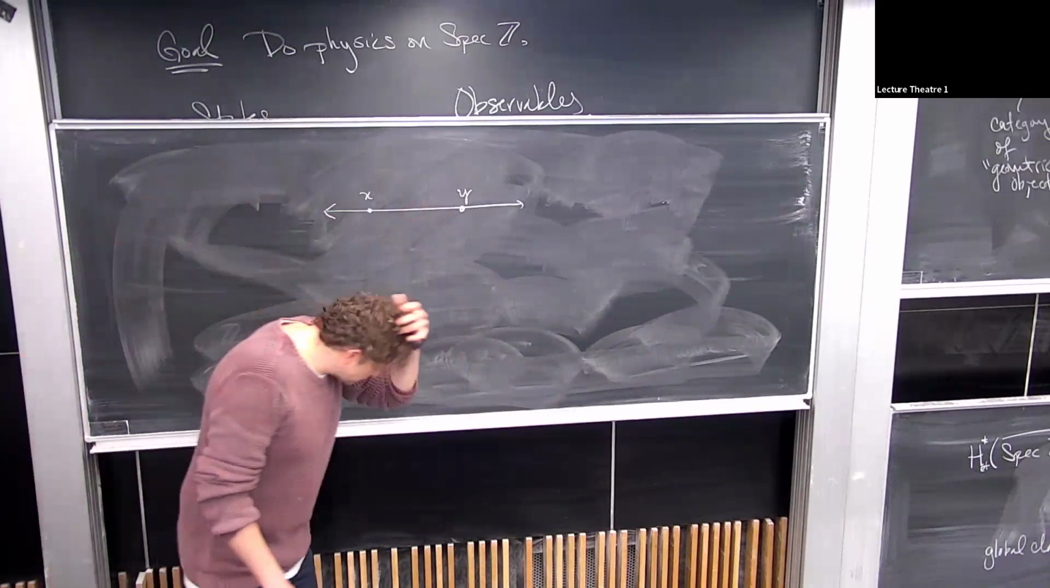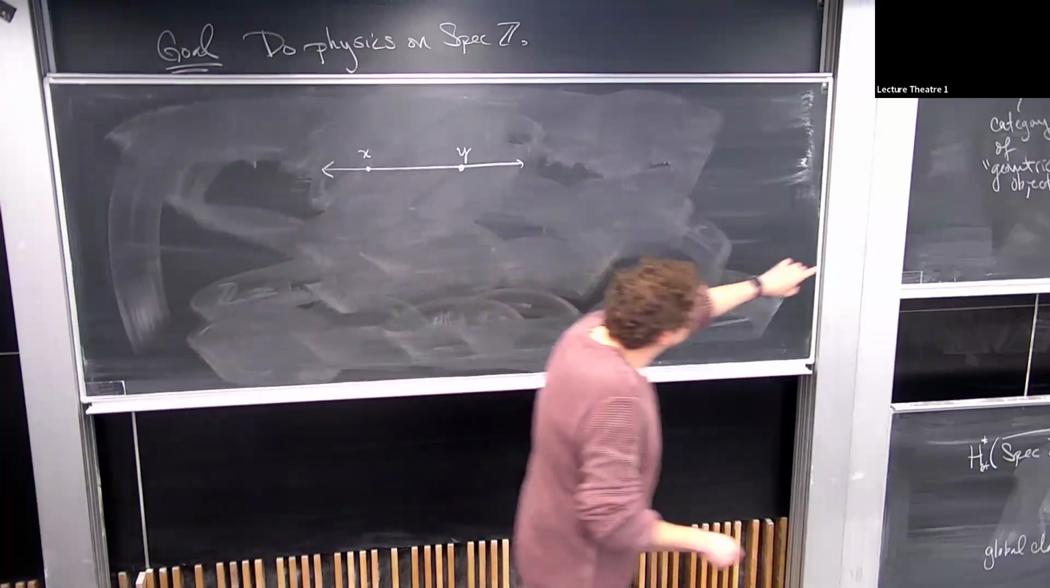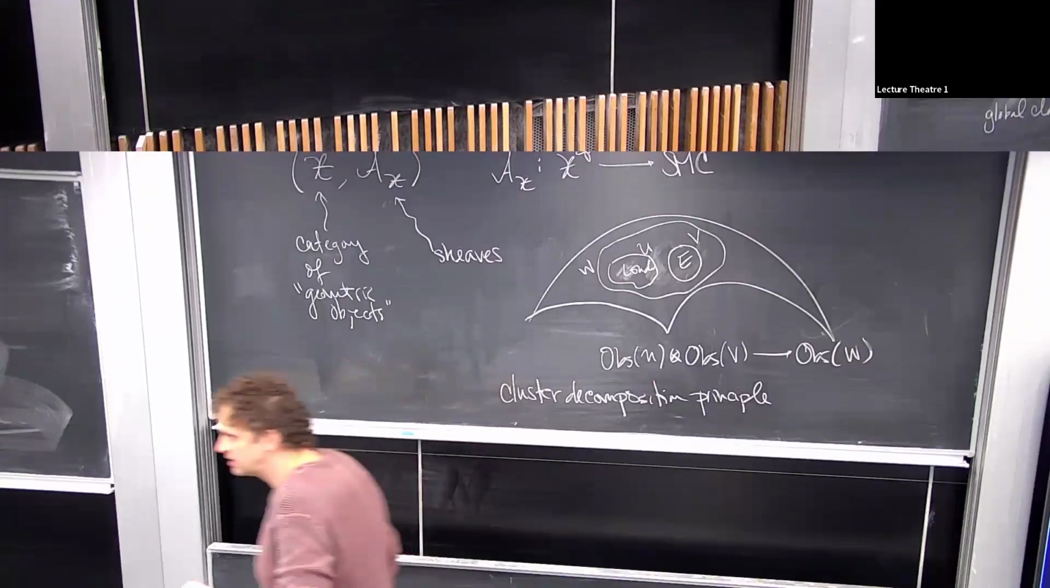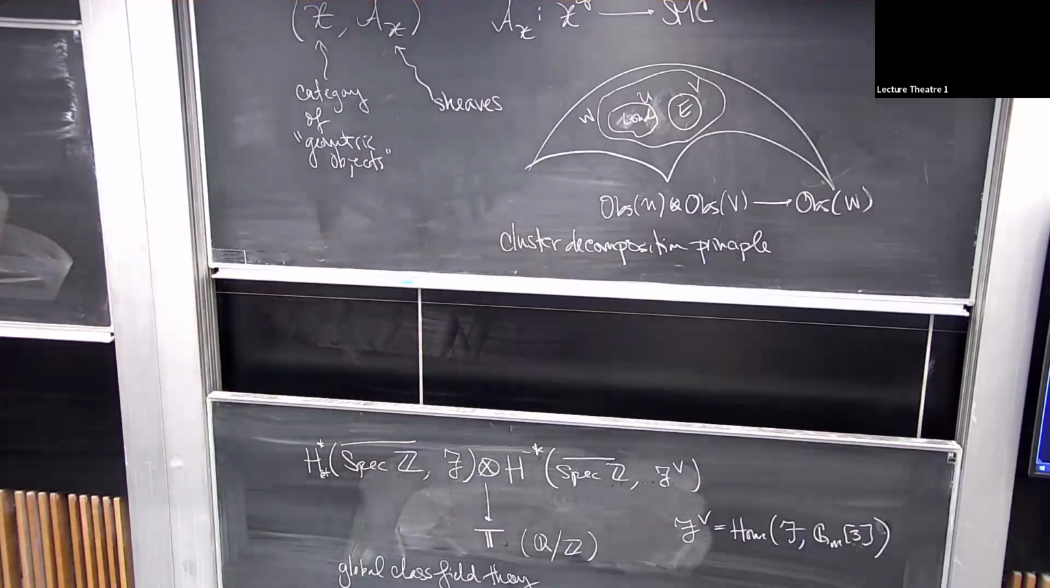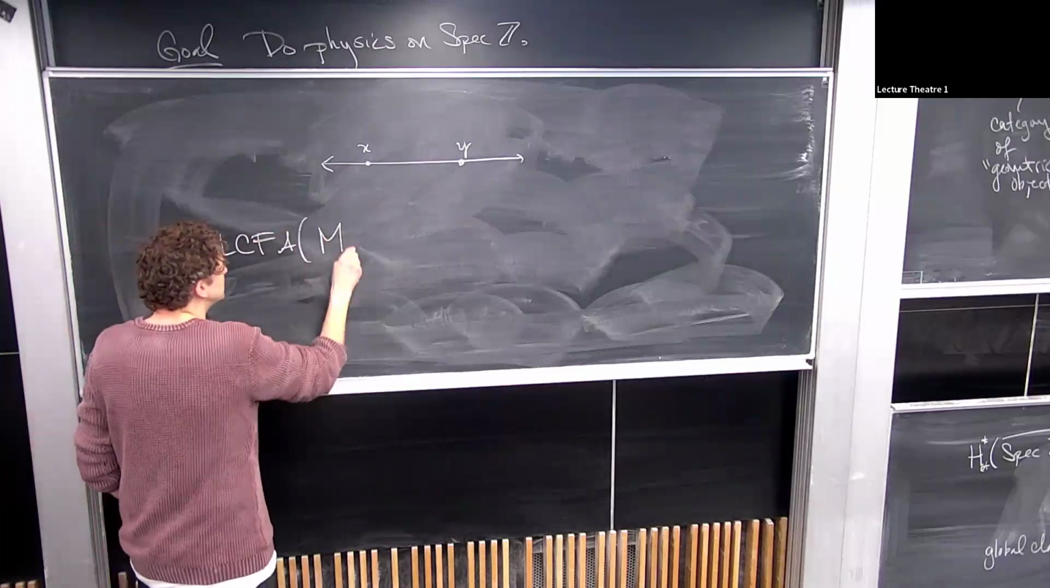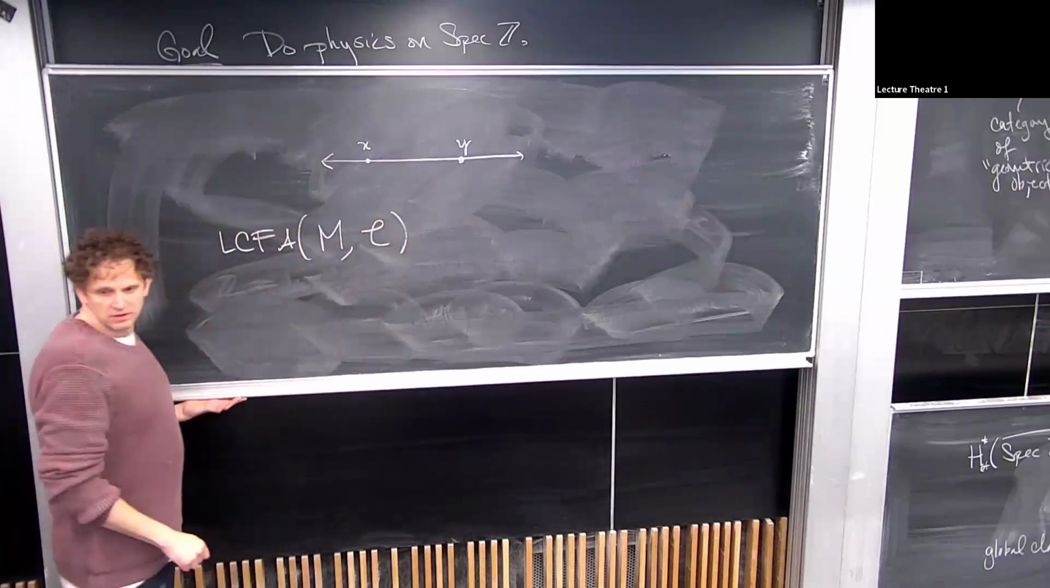So why is that relevant? Well, it's relevant because there's a version of these factorization algebras where you put into it a manifold, and then you look at the locally constant factorization algebras on that manifold with some coefficients.